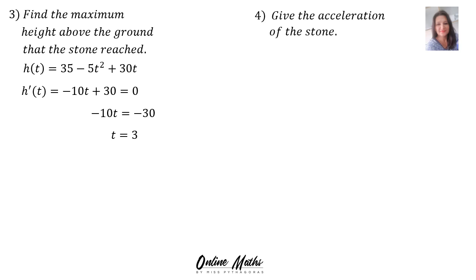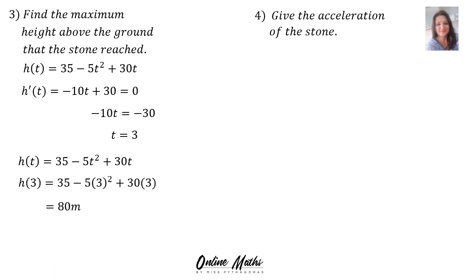We know now that for maximum or minimum, we find the first derivative and equate it to 0. And then to find the height, it means this is happening at time equals 3. So into the original height equation, in t's place, we will substitute 3, and the maximum height is 80 meters, at time 3 seconds.